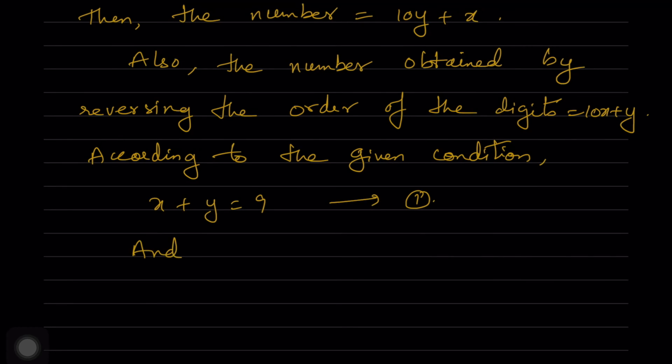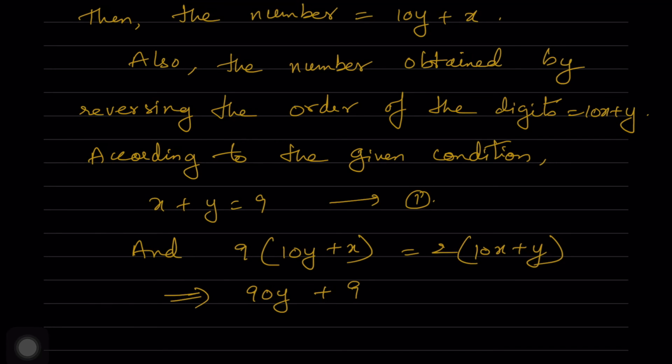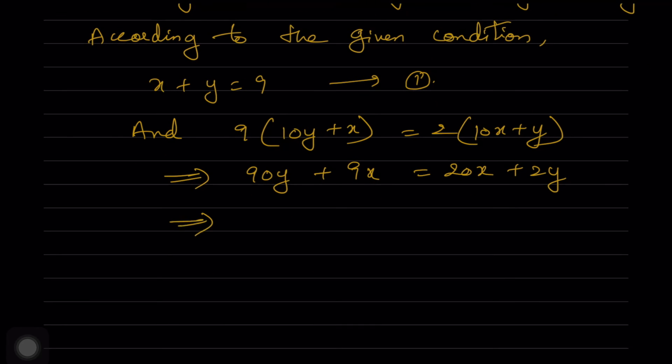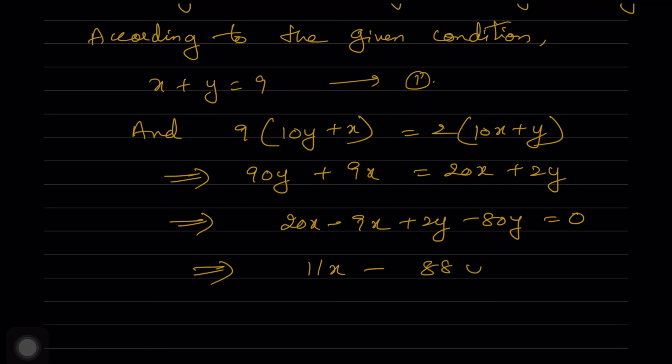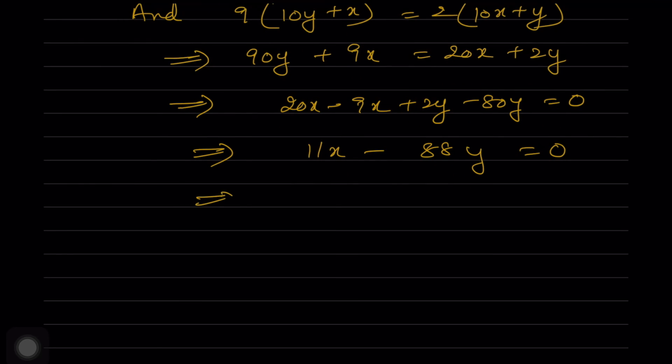That's the first equation. And 9 times this number is equal to twice the number obtained by reversing it. So 9 times the original number means 9 into (10y plus x) is equal to 2 into (10x plus y). Now solving this, you are going to get 11x minus 88y is equal to 0, or x minus 8y is equal to 0.